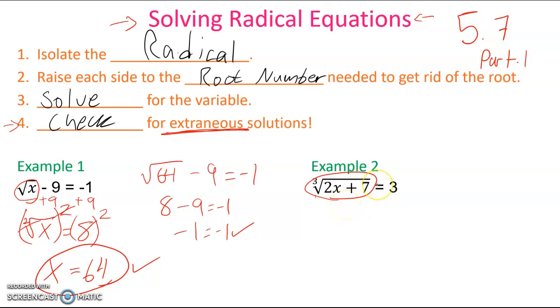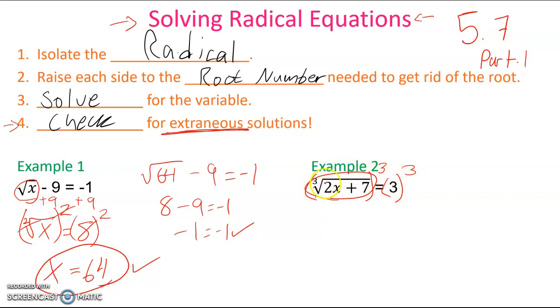I see that I don't, so what I'm going to do is raise both sides of the equal sign to whatever the root number is. So I'm going to raise each of these sides to the third power. So I'm going to do the third root of 2x plus 7, to the third power. And then I'm going to raise 3 to the third power.